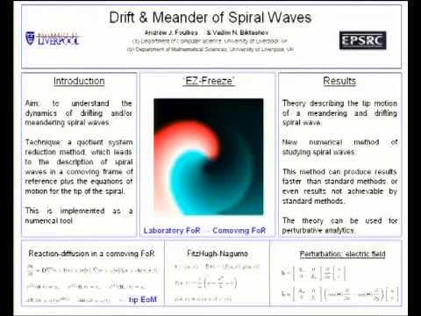So this particular one's about drift and meander spiral waves, and the aim of this is what I did in my PhD project, and the aim was to understand the dynamics of drifting and meandering spiral waves, but in particular when they drift and meander at the same time. So we employed a quotient system reduction method, which led us to the description of spiral waves in a co-moving frame of reference. This means that the tip of the spiral wave is fixed for all time in a particular position within the domain of the medium.